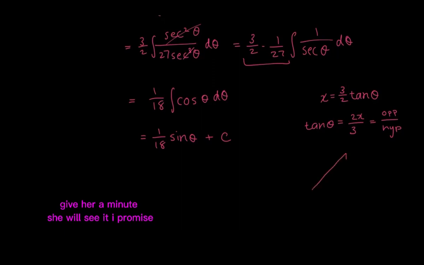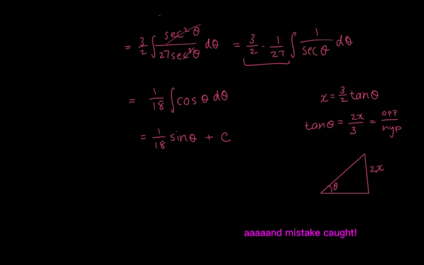So constructing a triangle, I could find the missing sides, and then find what sine is through the definition. So if that's the angle theta, my opposite is going to be equal to 2x, and my hypotenuse is equal to, oh, I'm sorry, that is not the definition of tangent, that's the definition of sine. It's opposite over adjacent, my bad. So if tan is equal to the opposite over adjacent, my opposite side is 2x, and my adjacent is equal to 3. And then using the Pythagorean theorem, a squared plus b squared is equal to c squared, I know that my hypotenuse is equal to the square root of 4x squared plus 9.